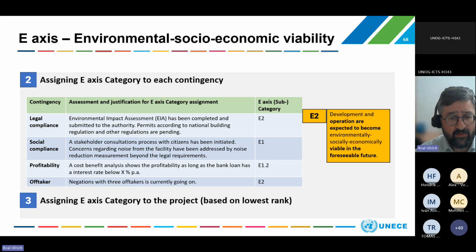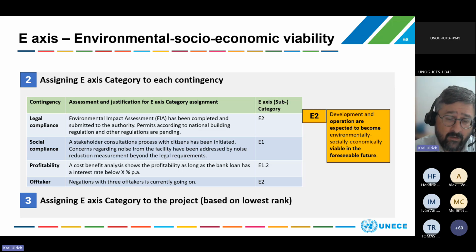And you're doing the same with the social compliance, with the profitability and the off-taker, for instance. And just taking a second example with the profitability, the justification could be that the cost-benefit analysis has been performed, and it shows that the profitability is given as long as the bank loan has an interest rate below X% per annum. And what you can see here is that this classification needs to be evidence-based.